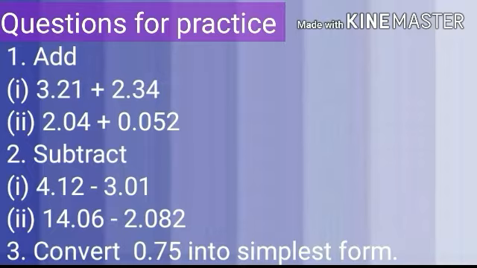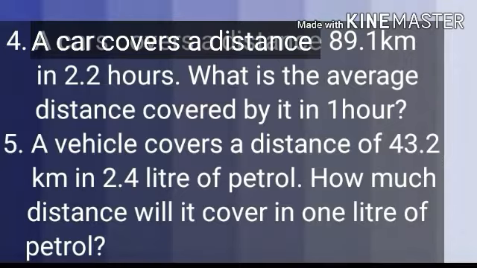Now I am giving some questions for practice. Add: first, 3.21 plus 2.34. Second, 2.04 plus 0.052. Subtract: first, 4.12 minus 3.01 and second, 14.06 minus 2.082. Third, convert 0.75 into simplest form. Fourth, a vehicle covers a distance of 89.1 km in 2.2 hours. What is the average distance covered by it in 1 hour? Fifth, a vehicle covers a distance of 43.2 km in 2.4 liters of petrol. How much distance will it cover in 1 liter of petrol?